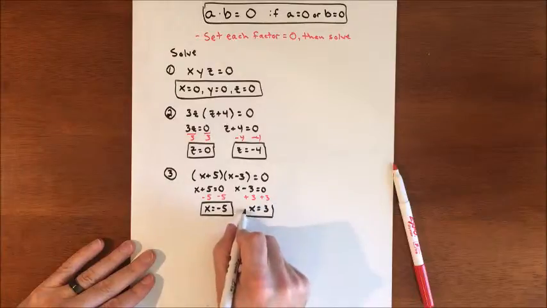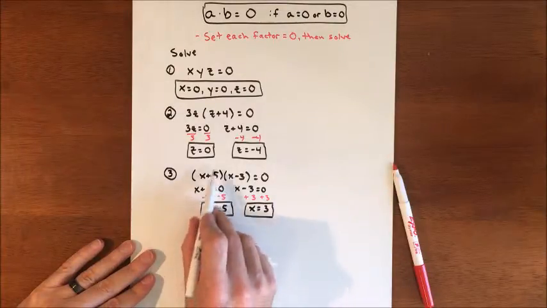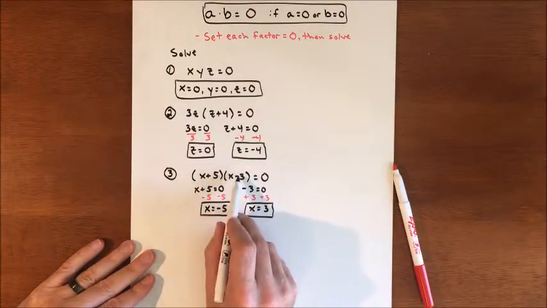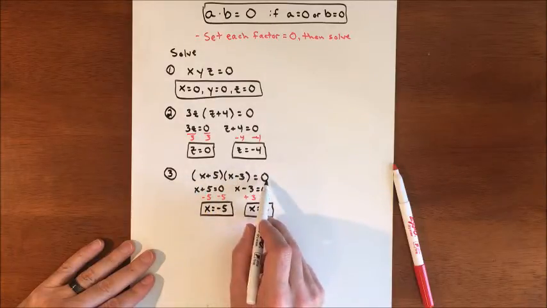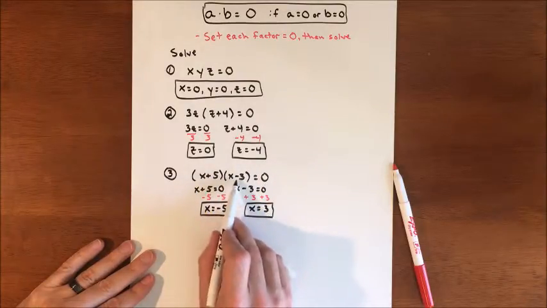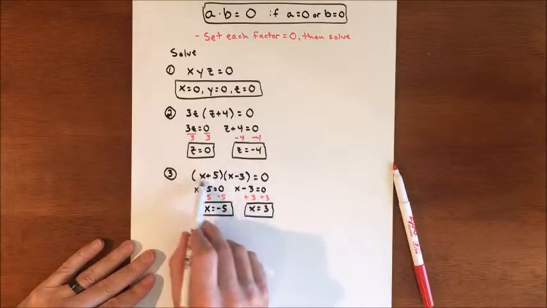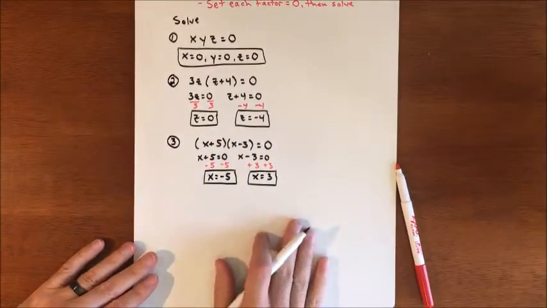And again, we can check it by plugging it in to see if it works. Negative 5 is going to make this 0. Doesn't matter what it makes this. 0 times whatever is going to be 0. 3 plugged into this factor is going to equal 0. So 0 times whatever is going to equal 0. All right.